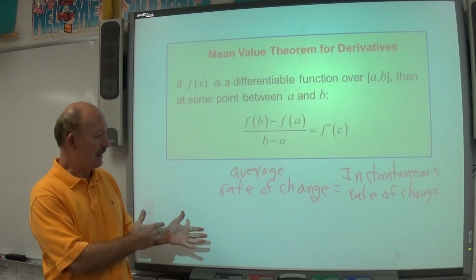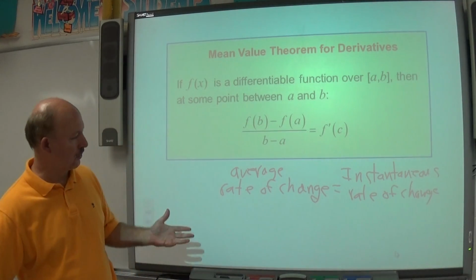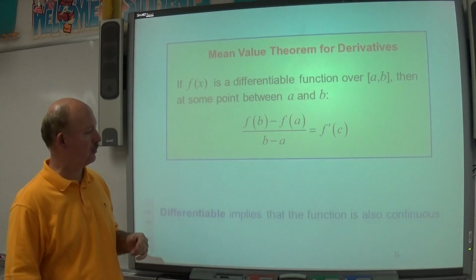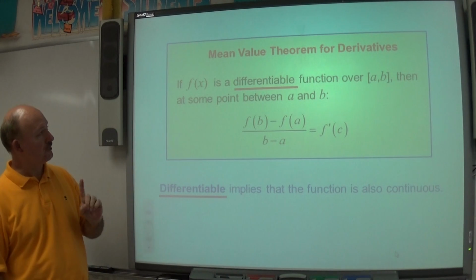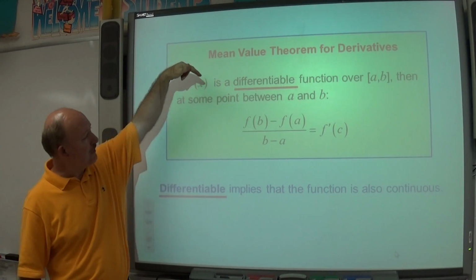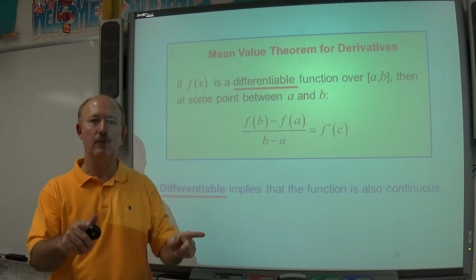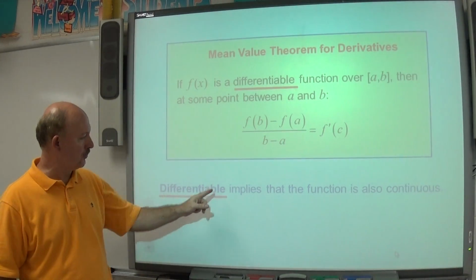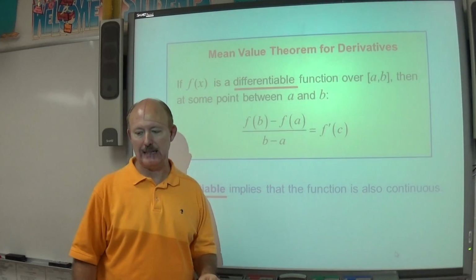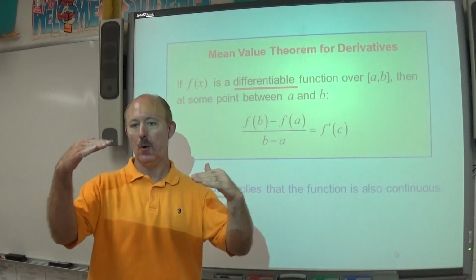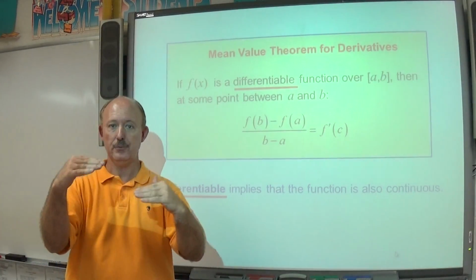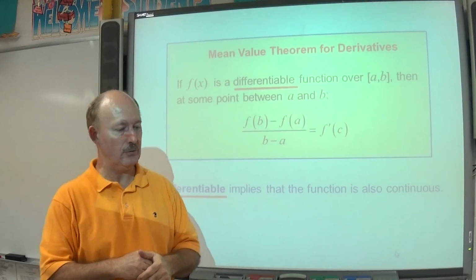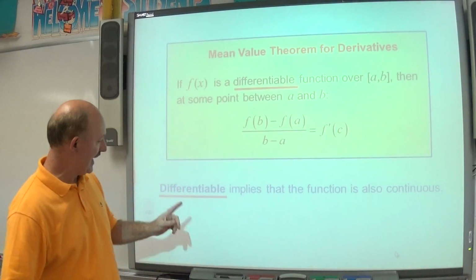Now let me see if I can illustrate this a little bit with a little graph. I've got a graph on my next slide. Let's pull it up. But first, a couple of things I want to point out. In the mean value theorem, it says that the function has to be differentiable. That means it has to be continuous. So differentiable implies that the function is also continuous. So no gaps, no jumps, nothing like that. So it has to be continuous and it has to be differentiable.